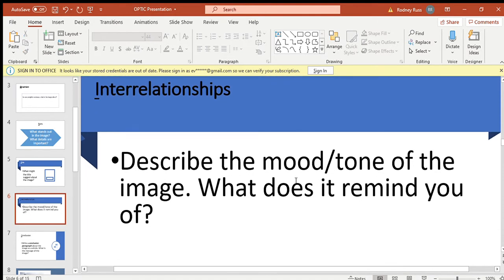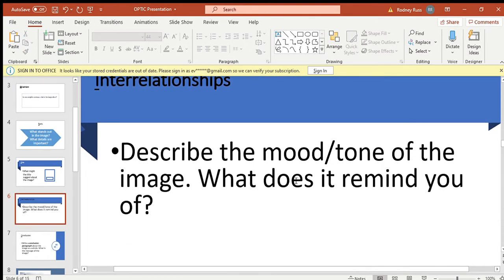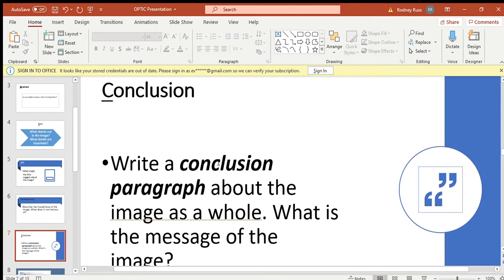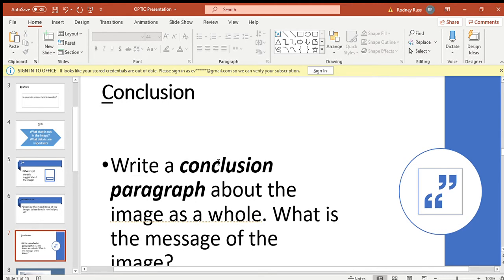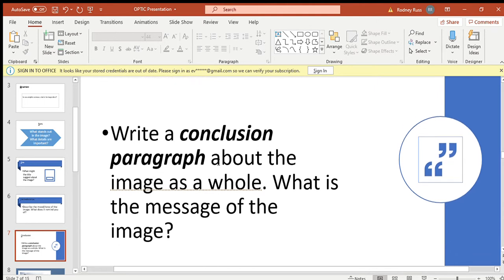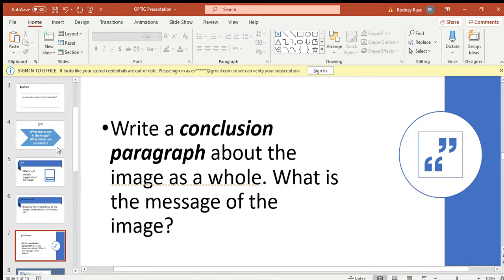Interrelationships. It's all about describing the mood and tone of the image. And again, how does it relate to you? That's critical. And finally, conclusion. Can I write a concluding paragraph about the image as a whole? And what is the message of the image? That requires me to use some critical thinking and apply the first four.